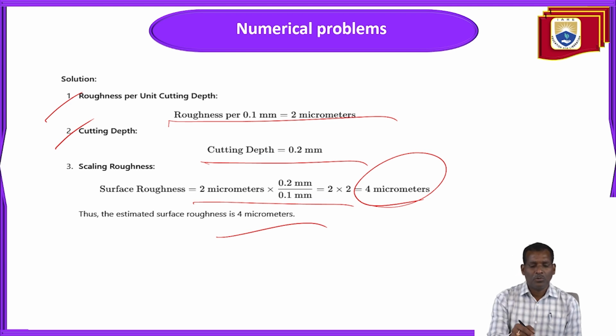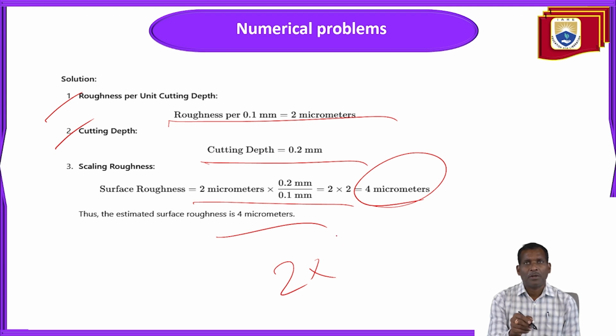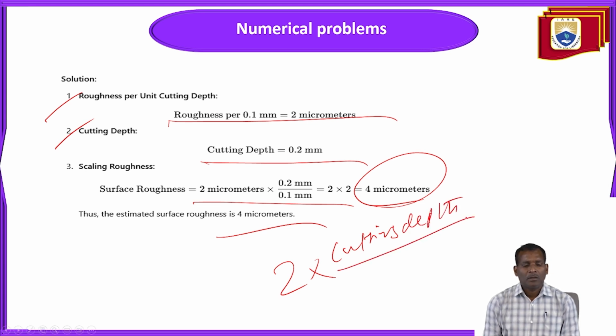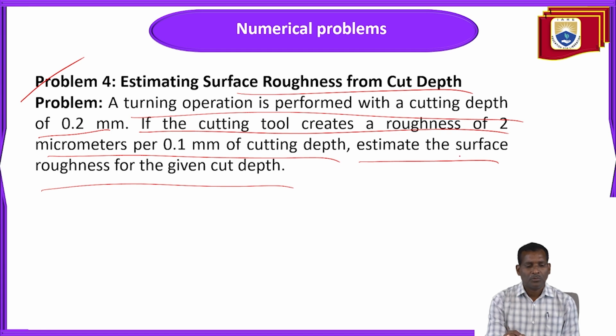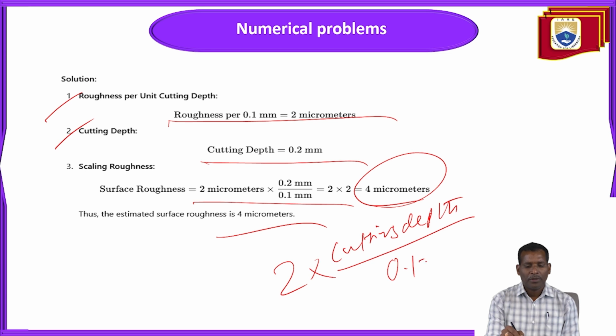So take the roughness of 2 micrometers for 0.1 mm, and multiply by the cutting depth upon 0.1 mm. The roughness is 2 micrometers for 0.1 mm of cutting depth, and the given cutting depth is 0.2 mm. So 0.2 by 0.1 into 2 gives 4 micrometers.